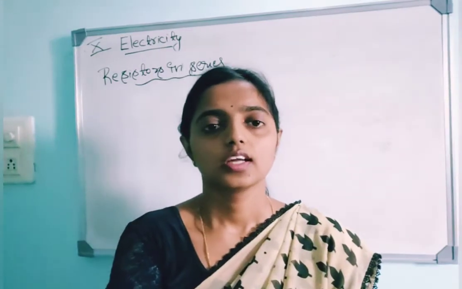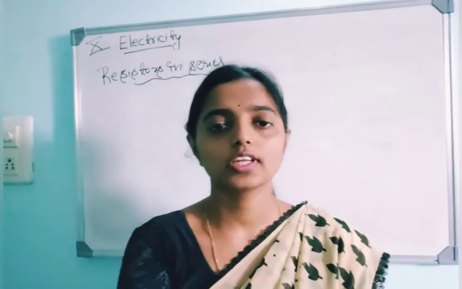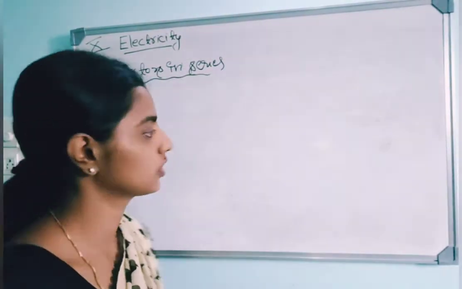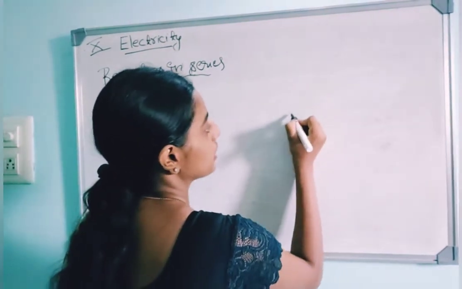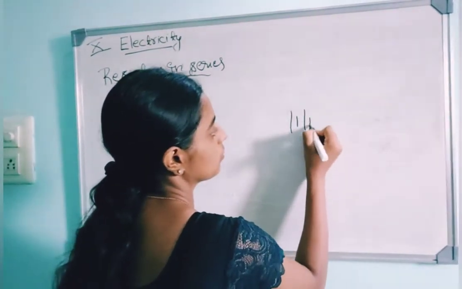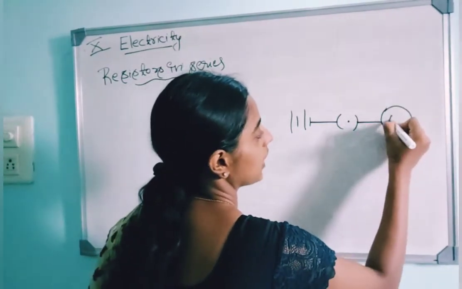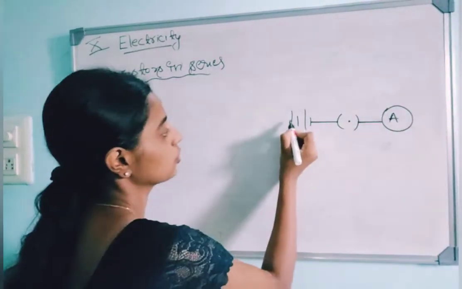Now we'll see a derivation for resistors in series. First of all, let us draw the circuit diagram. First, let us draw a simple basic circuit diagram. A simple basic circuit diagram contains what? A battery, a plug key and an ammeter. The ammeter can be placed here or on either side. It is up to you.